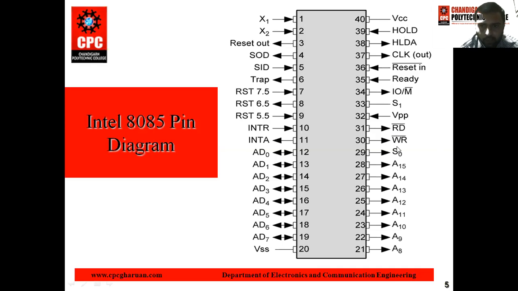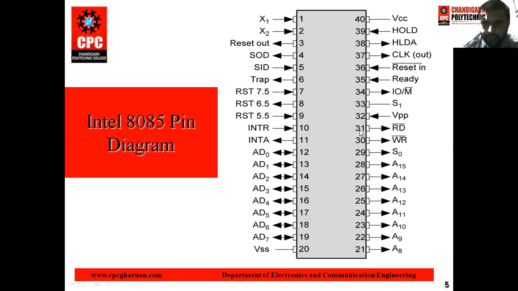Next is the WR bar pin, that is the write bar operation. With the help of this pin, we can understand which operation the microprocessor is performing. If the value of this pin is 0, then the microprocessor can perform the write operation to the devices. If the value of this pin is 1, that means the microprocessor is not performing the write operation.